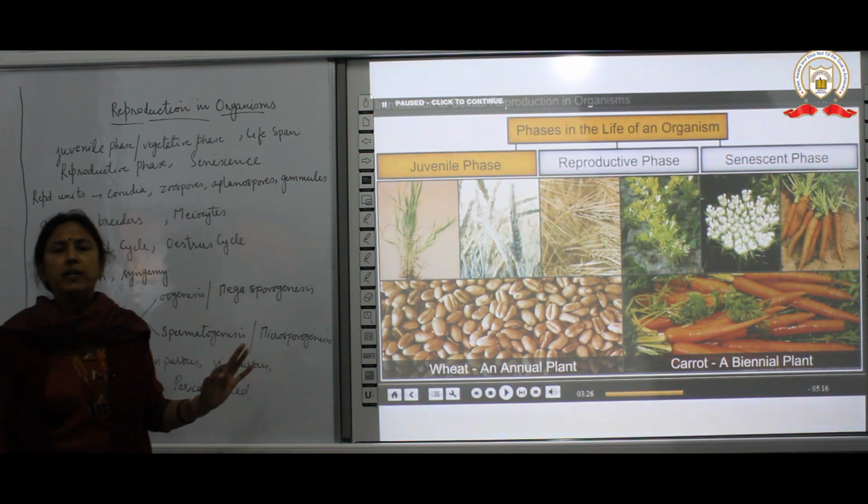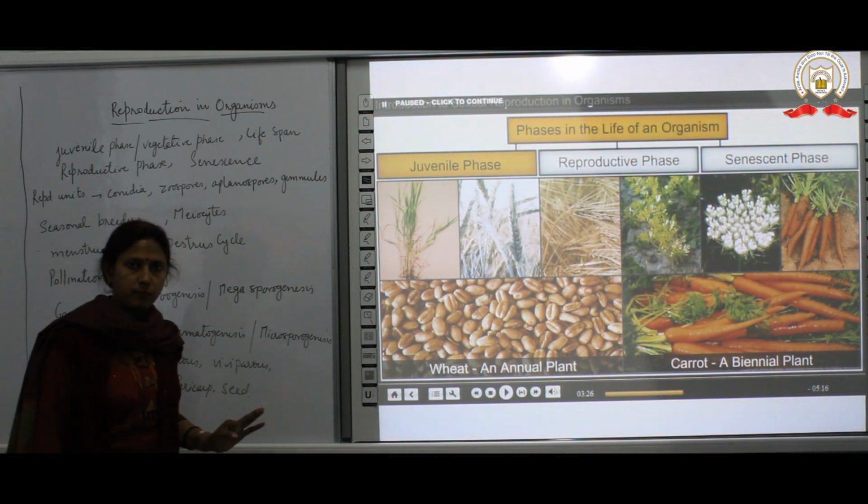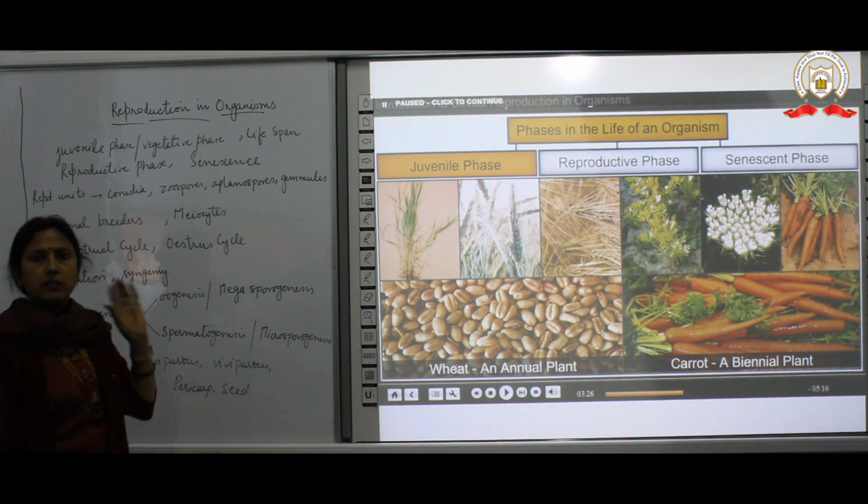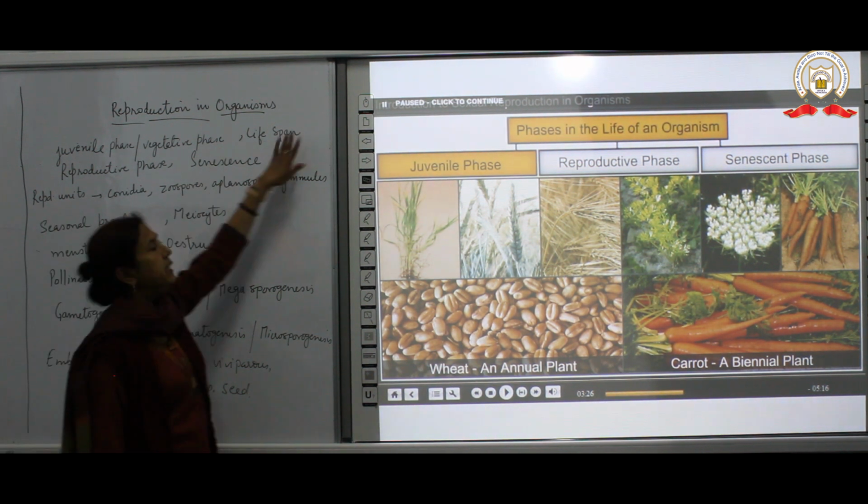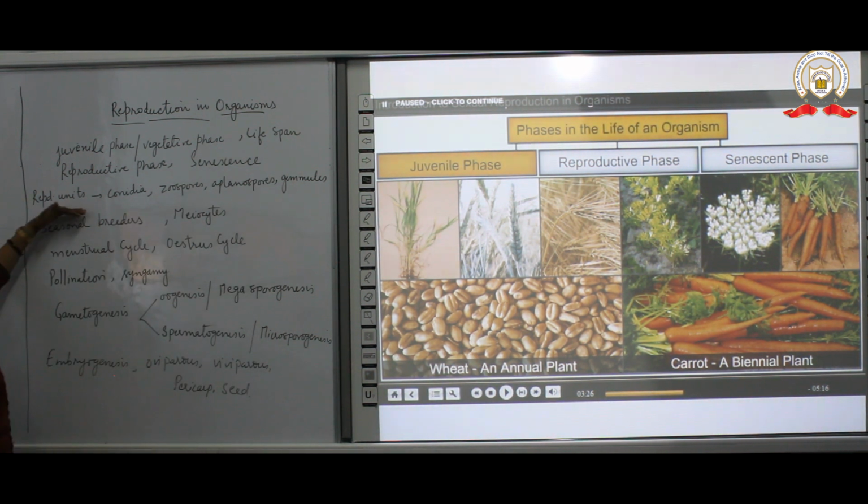Then what is lifespan? From the time of birth till the death of the organism, the span that the organism spends is known as lifespan. Then what are the various reproductive units which are asexual units?